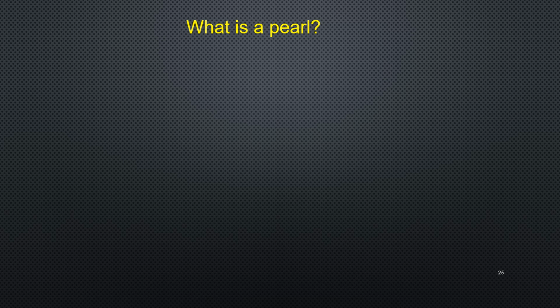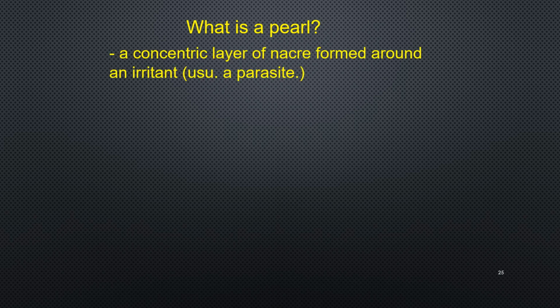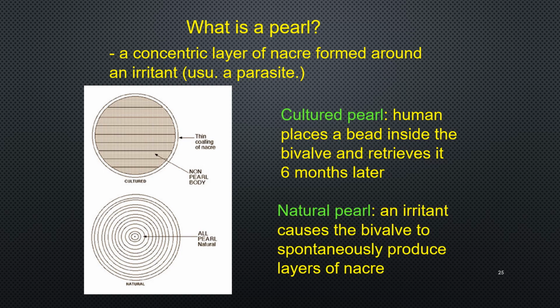Okay, so you've learned that a bivalve can create a pearl. So what is a pearl exactly? It's a concentric layer of nacre formed around an irritant, usually a parasite or a piece of sand or something that's irritated the clam. So there's a cultured pearl, and then there's the natural pearl.